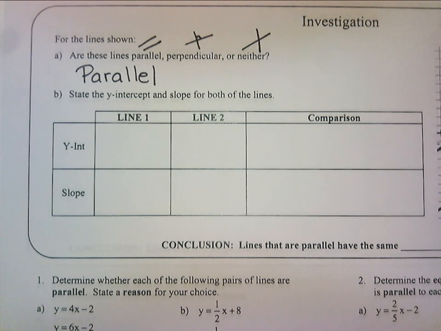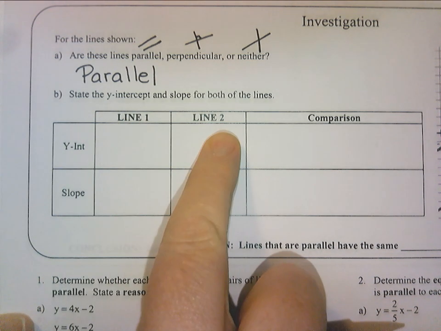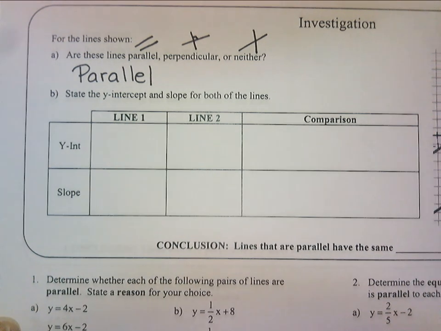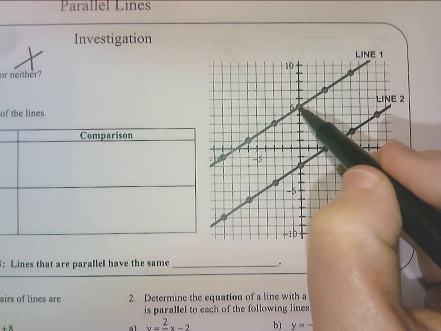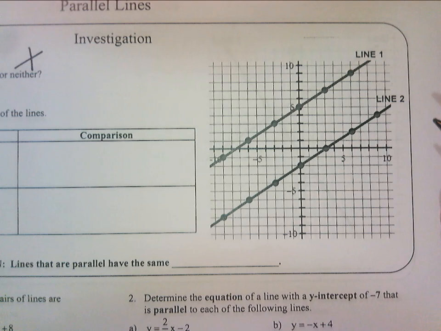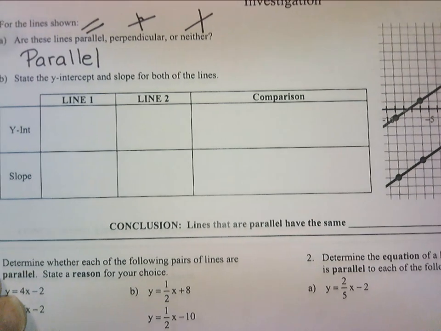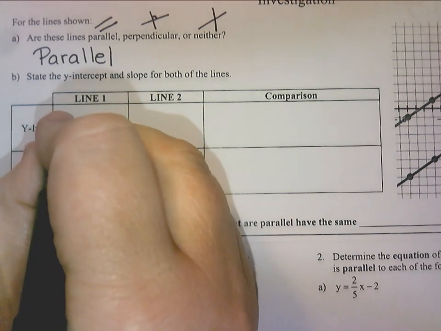All right, the next question says, state the y-intercept and slope for both of the lines. Now, you should be able to do this by yourself at this point, but we're going to take a look at it anyways. So we've got line 1 and line 2. The y-intercept of line 1, that's this line, is 5. That's where it's crossing the y-axis. So our y-intercept is 5.